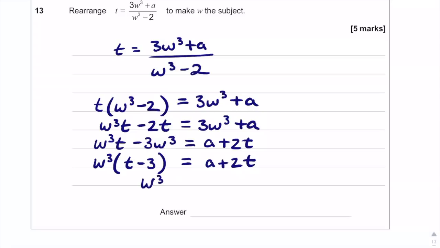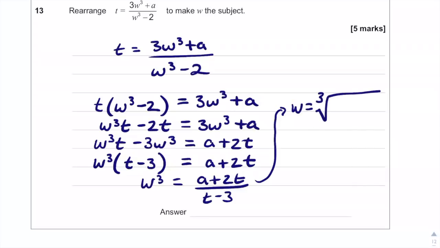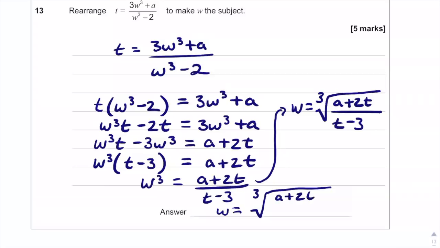So we get w cubed is equal to (a + 2t) over (t - 3). Now, I'm just going to continue writing this up here. All we need to do, because we don't want w cubed on its own, we want w, is cube root both sides. So we get w is equal to the cube root of (a + 2t) all over (t - 3). And that is our final answer. So w equals the cube root of (a + 2t) all over (t - 3).